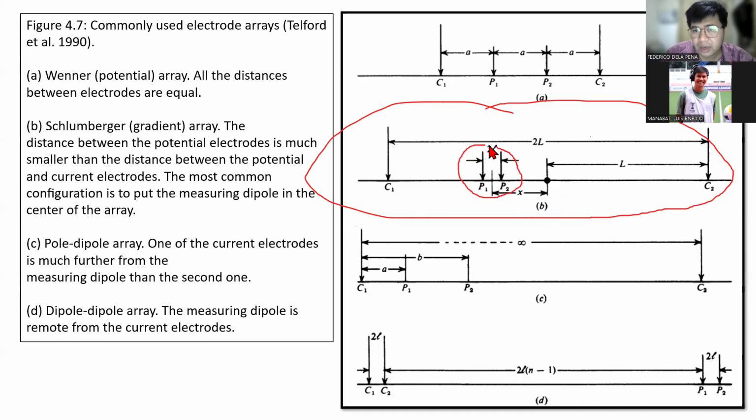One thing you'll note here is that the potential electrodes are very closely spaced. Sometimes they use a zero spacing or almost zero spacing, while the current electrodes are going to be quite far apart, relatively speaking.